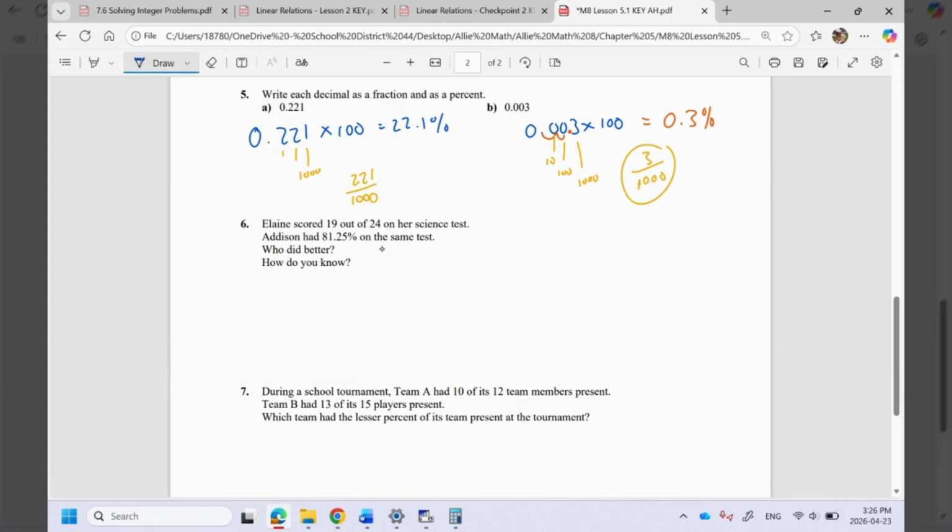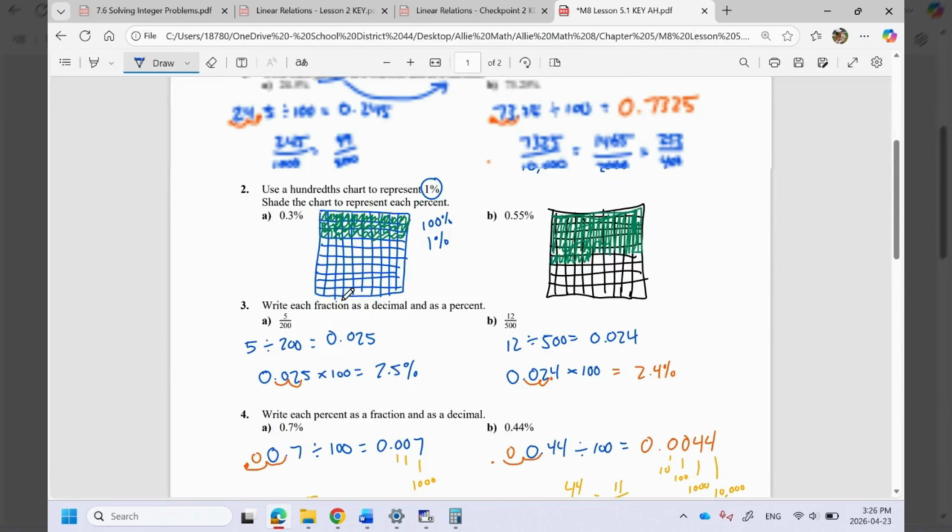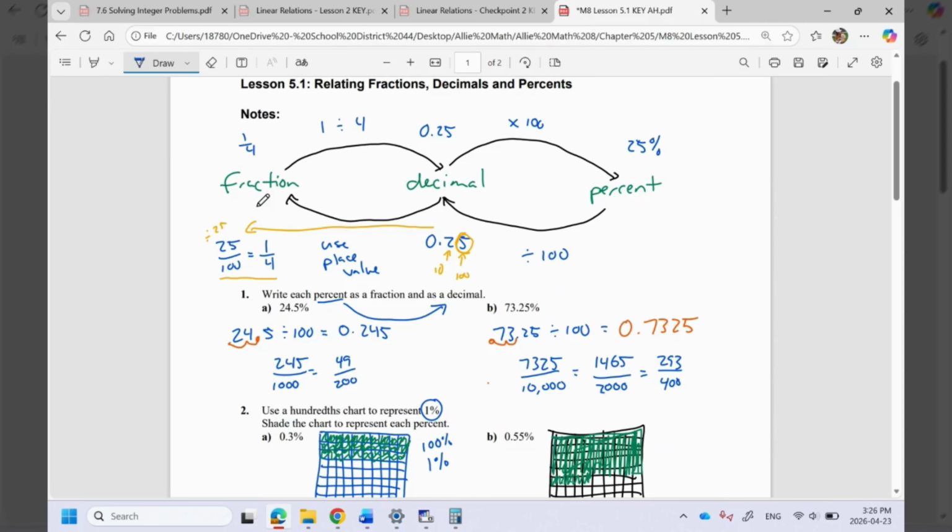You get a test back, you got 19 out of 24. Often your teacher might write it as 19 out of 24, like that on the top of your test. So we could change Addison's score into a fraction. But I actually think it'll be easier to change Elaine's score into a percent. So let's look at our chart. We got a fraction. We want to go all the way to percent. So let's make a stop at decimal and then go to percent.